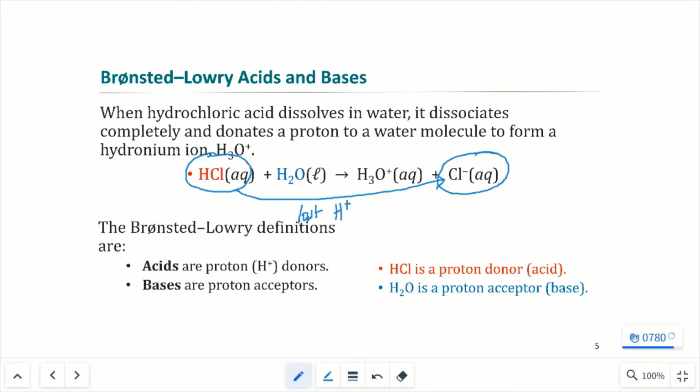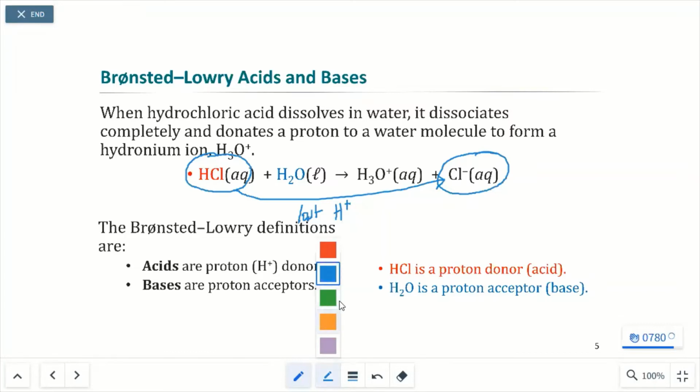Now, based on our own identification by inspection, we already knew that HCl was an acid in that scenario anyway. But now we can see that in the reaction, it is also behaving the way that we would expect it.